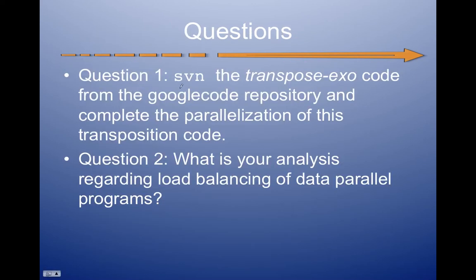Okay, the questions for the classroom. First, take the transpose exercise code, and what I want you to do is the same thing I've just done and get a parallel version of the transposition code. I just want a naive code. I don't want an optimized code. Just do something simple. And the second question is, what is your opinion on load balancing for data parallel programs? What are the caveats here?